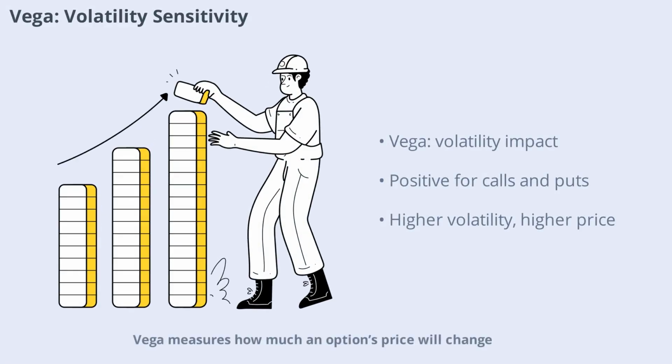Vega measures how much an option's price will change with a 1% change in the underlying asset's volatility. Higher volatility increases the chance of the option becoming profitable, so Vega is positive for both calls and puts. For example, if Vega is 0.15, a 1% increase in volatility will raise the option's price by 0.15. Vega is especially important when markets are uncertain or expected to become more volatile.